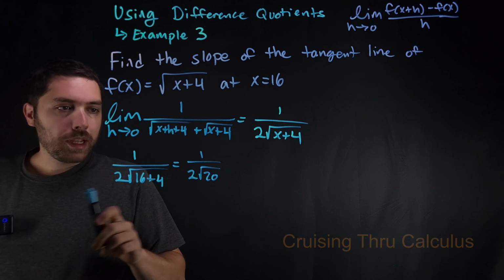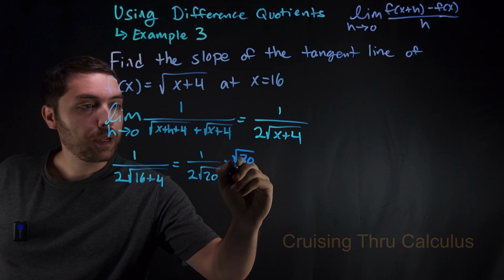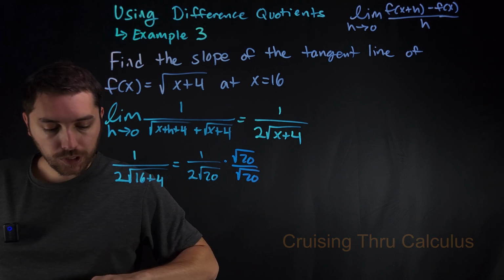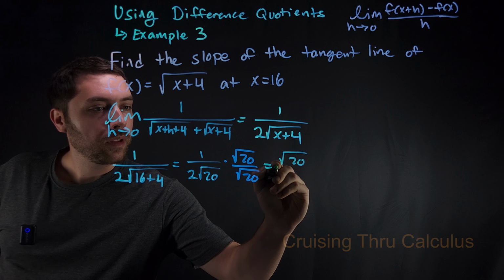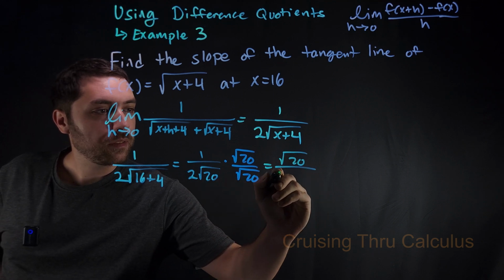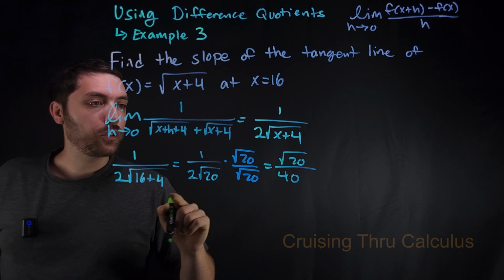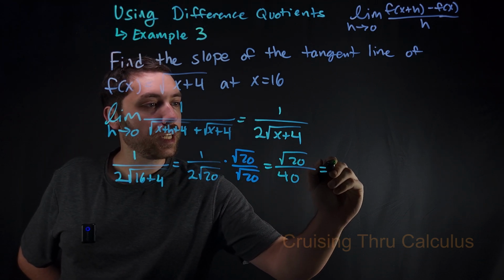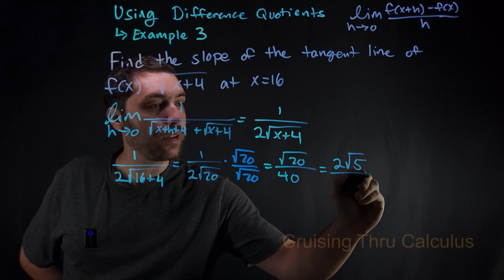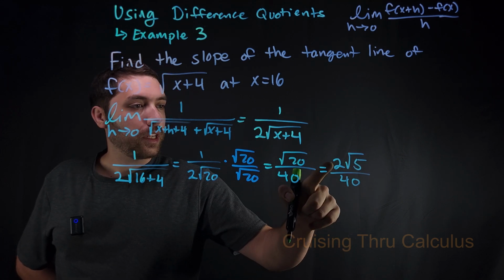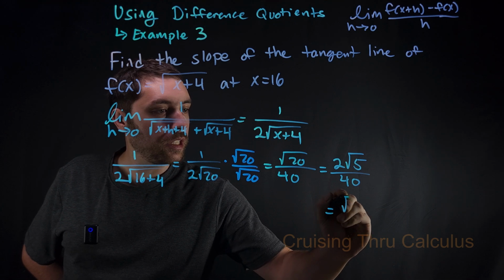Now, you may or may not need to do this, but I am going to rationalize this. So let's multiply the top and the bottom by the square root of 20, and let's see if we can reduce it as far as we can. So we're going to get the square root of 20 over 2 times 20, which is 40. And then the square root of 20, that can be reduced further because 20 is actually 4 times 5. And 4 is a perfect square. So I'll get 2 root 5 over 40. And then 2 over 40 can be reduced down a little bit further.